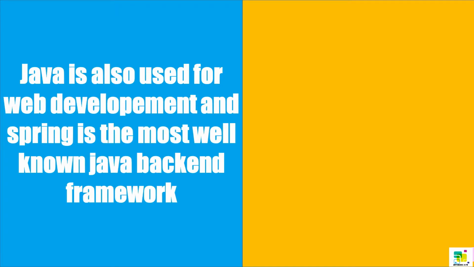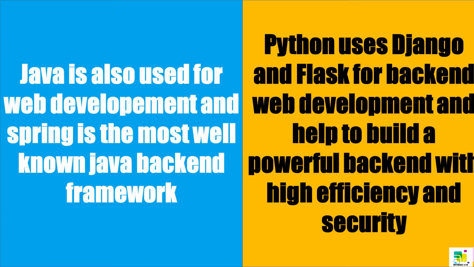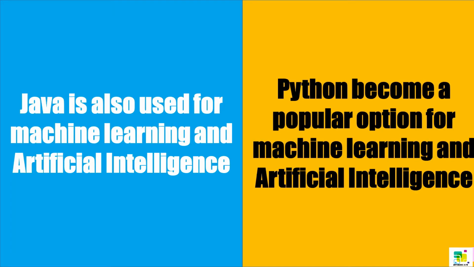Java is also used for web development, and Spring is the most well-known Java backend framework. And Python uses Django and Flask for backend web development and helps to build a powerful backend with high efficiency and security. Only a few know that Java is also used for machine learning and artificial intelligence. But Python has become a popular option for machine learning and artificial intelligence.